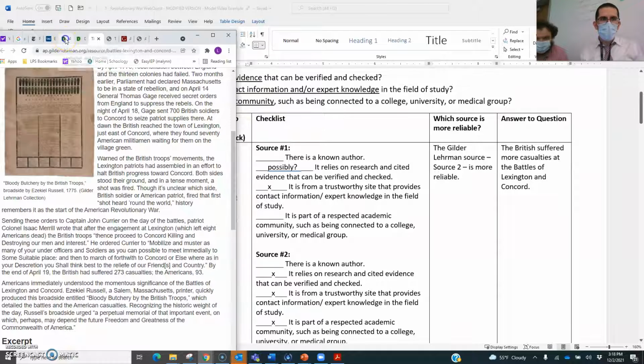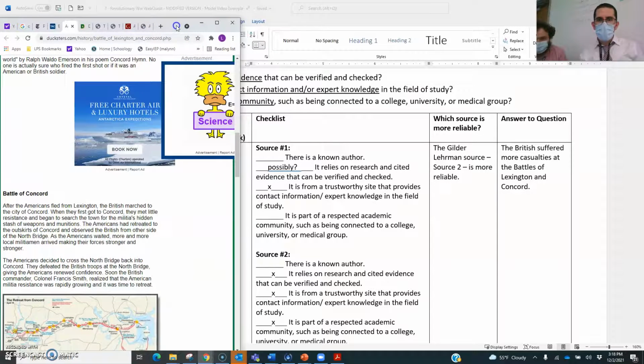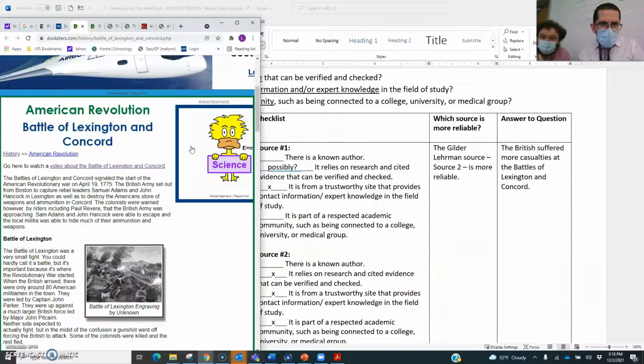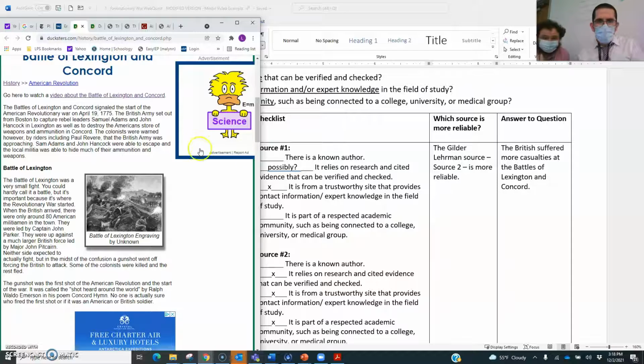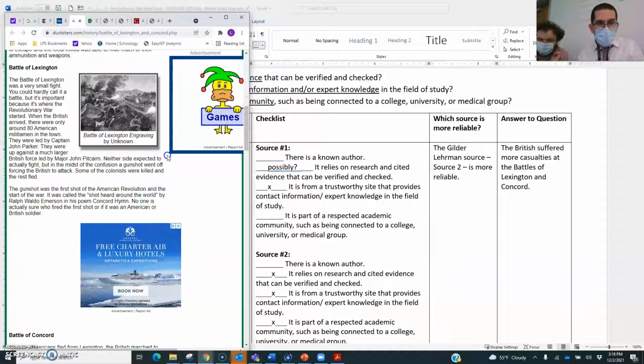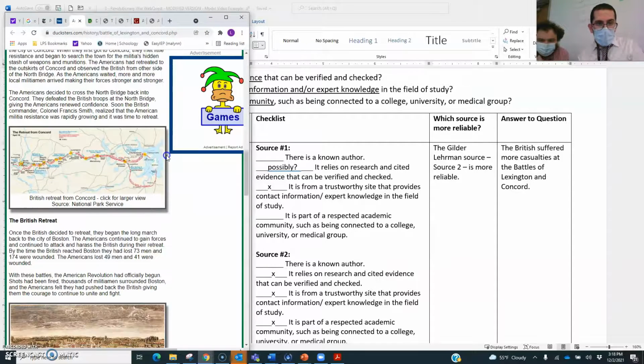For source number one, we're looking at Ducksters. The checklist asks, is there a known author for this particular site? If I look at this article, I don't see an author, so I'm not going to put a check next to that. There is no known author listed here. So that's one, I don't see it. Next up, is it reliant upon research and cited evidence that can be verified and checked? Once again, I don't see there being any sort of citations.